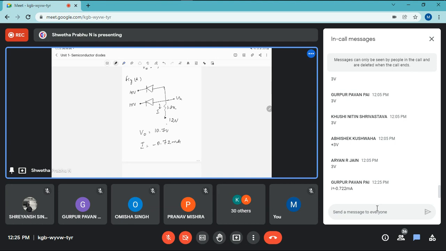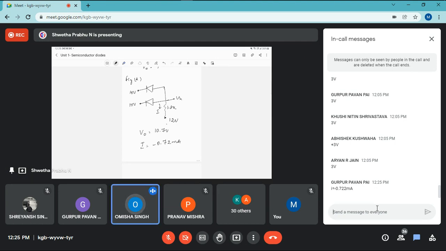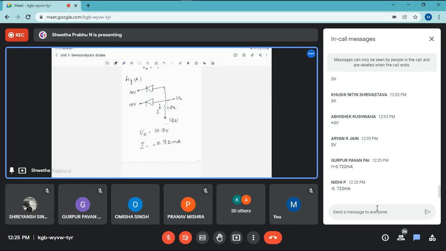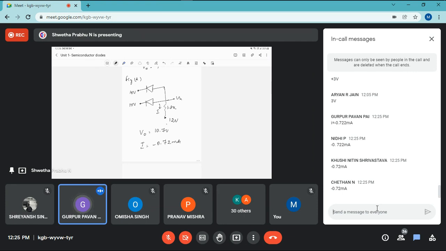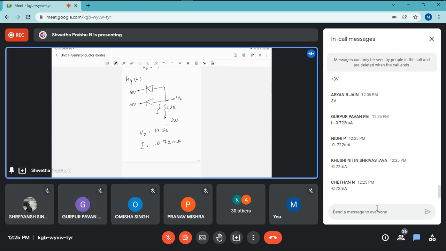Others? Ma'am, instead of considering forward and reverse bias, can't we just take 12 volts as the starting potential and then go in the opposite direction? You can take. You can. Ma'am, if two diodes have opposite polarity, no, that is not possible. Only one diode will conduct if that is the case. You can take 4 different cases and check.